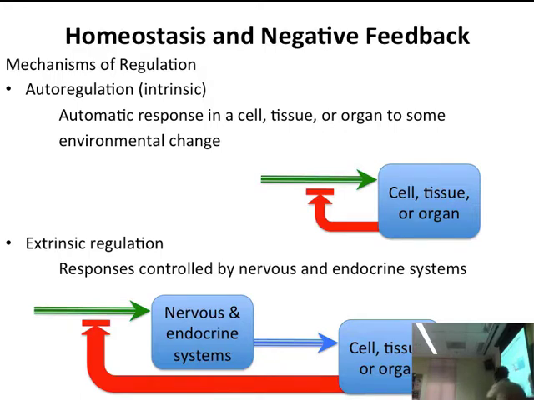Then there's extrinsic, where there's a cell or tissue that has a process that's being homeostatically controlled, and it's being sensed. Information is being sent to the nervous and endocrine system, which is processing that and affecting that. We have this response that involves an outside control, an outside regulating or integration center. Does that make sense?